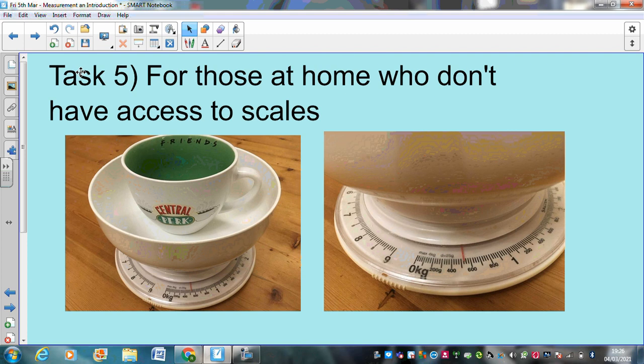This is task 5. For those of you at home, it was take an empty mug and weigh it. So I put this quite big, heavy mug from the Friends TV program. I borrowed it from my daughter. And this is what it weighed. And for a close-up, you can see what it weighed here. Can you remember I said that each one of these small lines is 25 grams? So can you work out what that weight is? Next question.